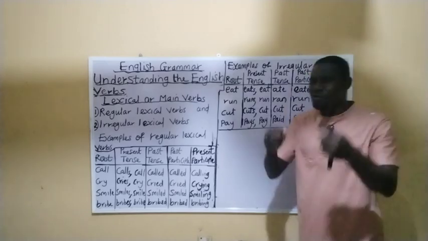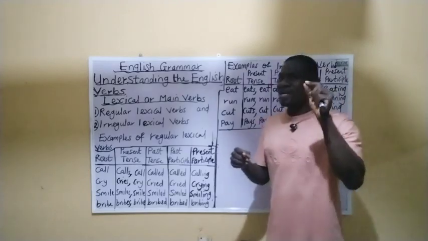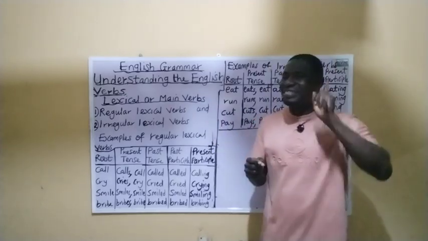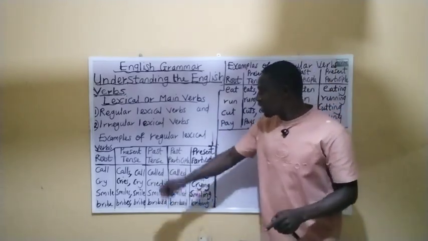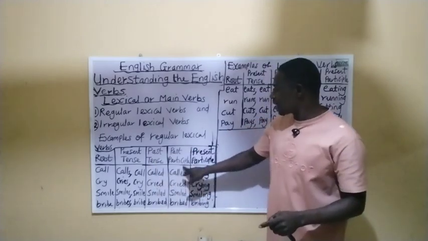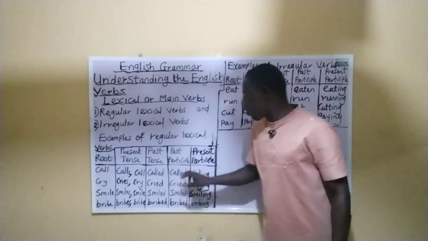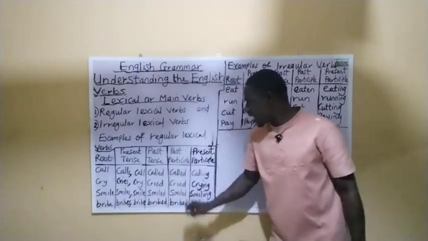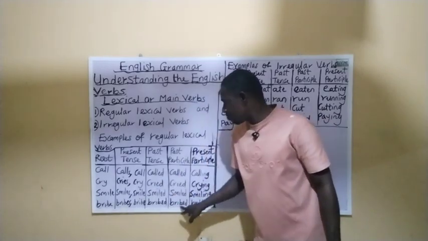Okay, let's take a review of the regular verbs with regard to forming their past tense and past participle by adding d or ed. So we are looking at the what? The past tense and the past participle. We have call, called, called. We have cry, cried, cried. We have smile, smiled, smiled. We have bribe, bribed, bribed.